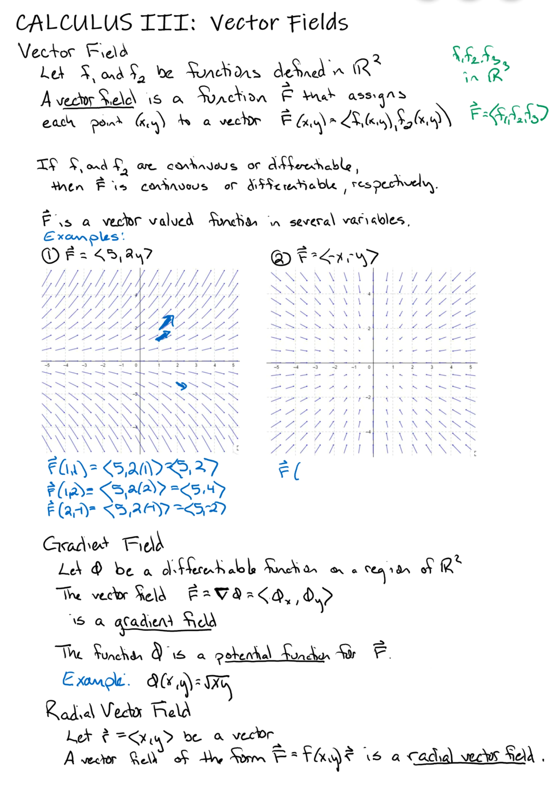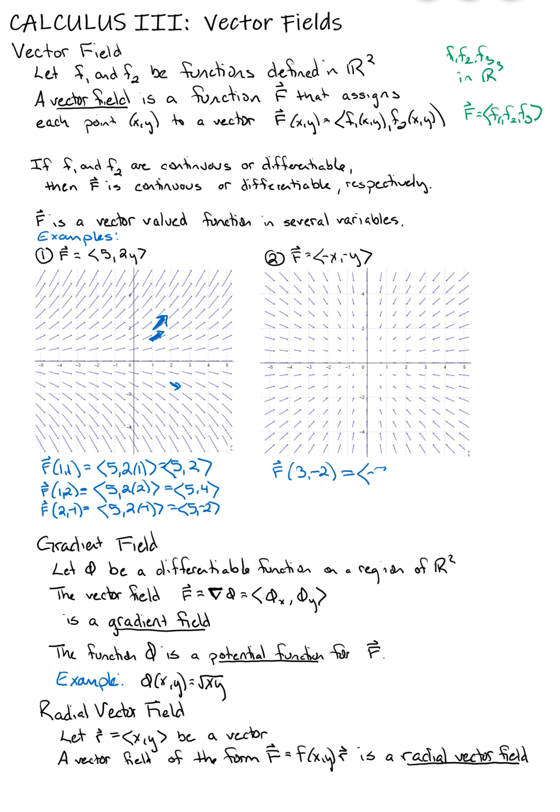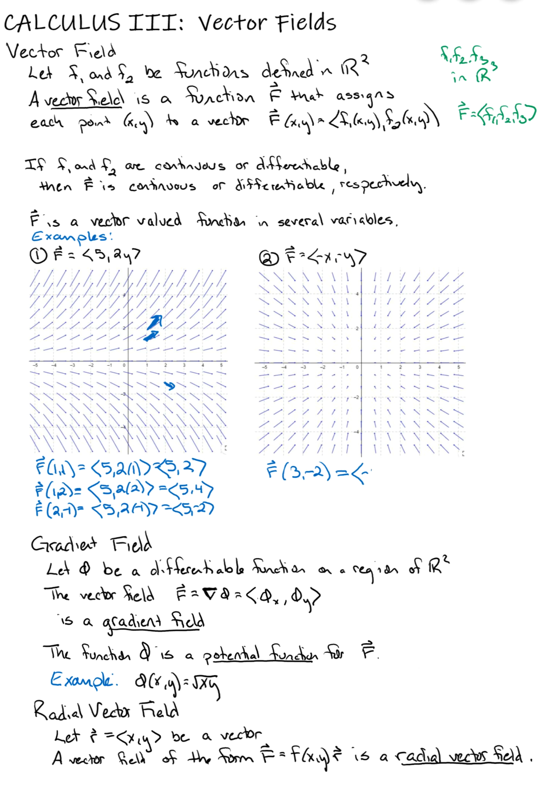Let me turn that around. Let's do 3, negative 2. Well, according to our definition for this vector field, we're going to just simply take the vector whose components are the opposite. So it's going to be negative 3, positive 2.